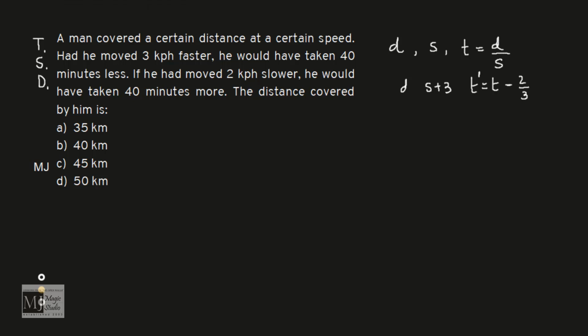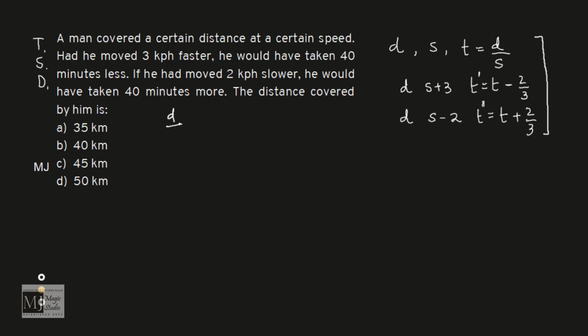Again, the distance is the same. If he had moved 2 kilometers slower, if his speed is s minus 2, he would have taken 40 minutes more. So the new time would have been t plus 2 by 3. So from this condition set, we can frame two different equations. What?